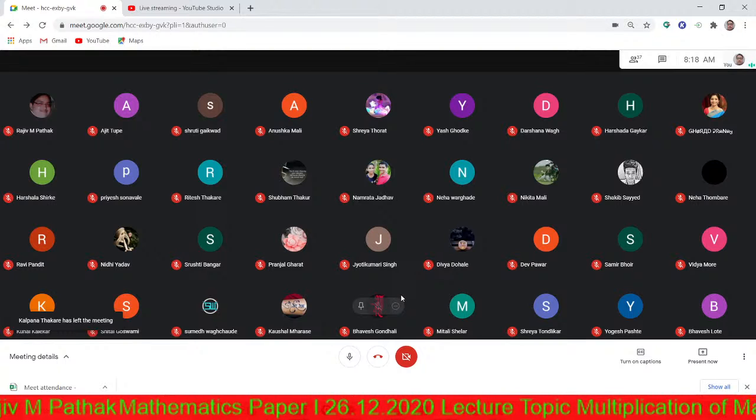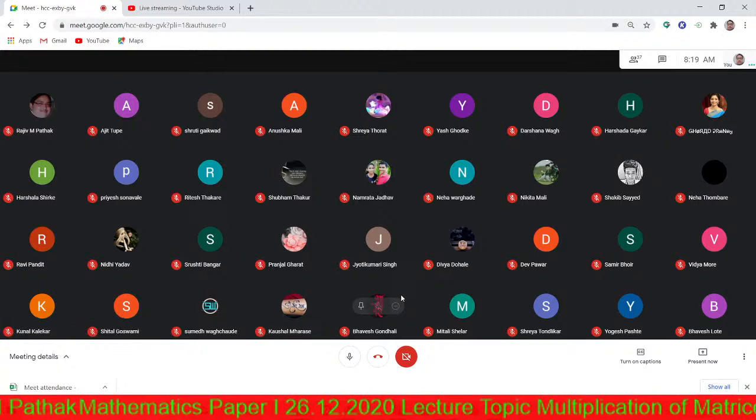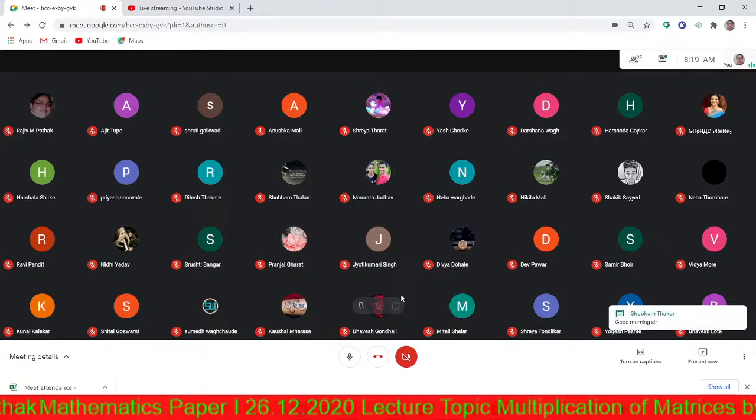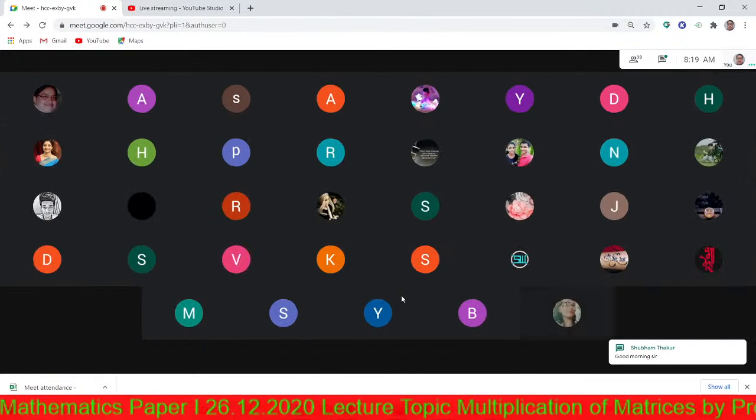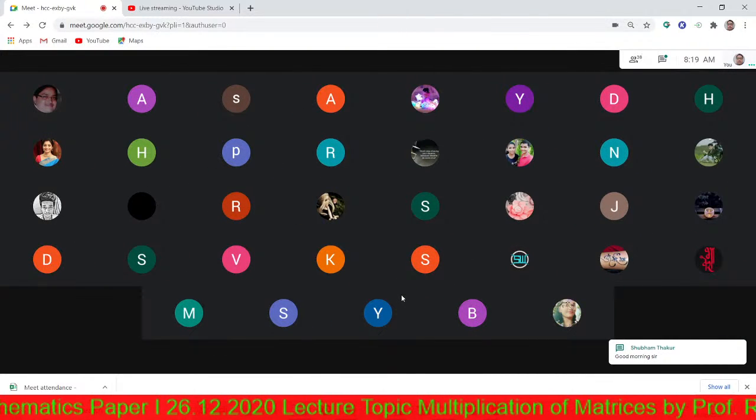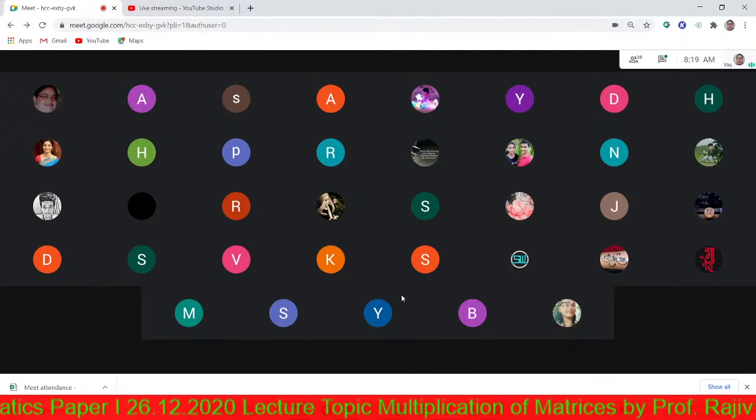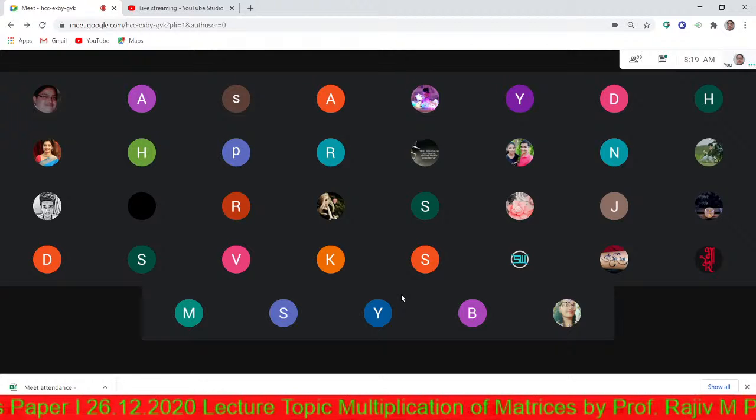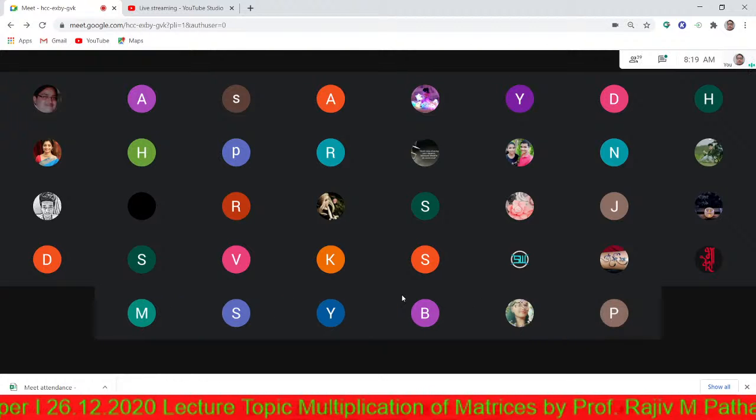Now, today I am going to teach both Maths 1 and Maths 2. First, I am going to teach Mathematics 1. Last time we have done the concept of matrix multiplication. So today I am going to continue that concept, matrix multiplication.